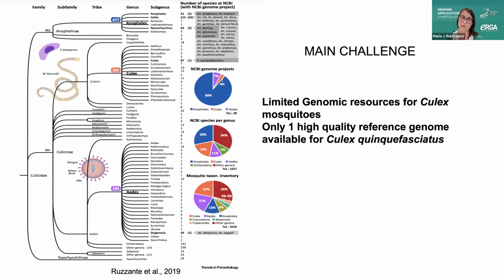Like in our case, it was the limited genomic resources for Culex mosquitoes, with only one high-quality reference genome available for Culex fasciatus. We can see here in the graph how other species like Anopheles have much more genomic information available, which makes genomic studies easier.